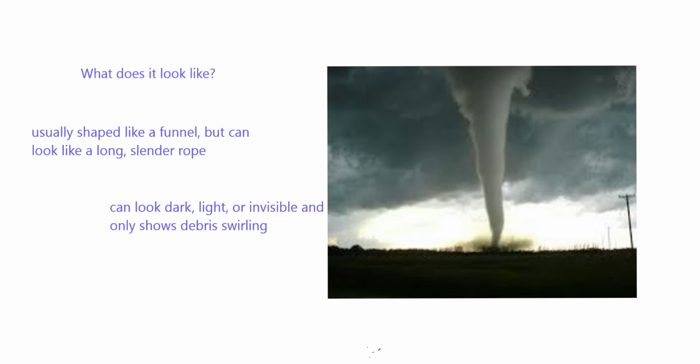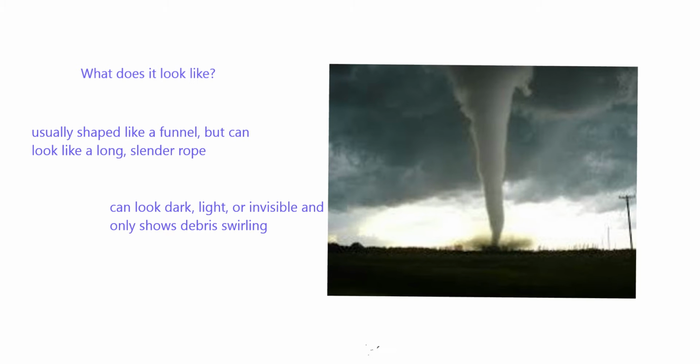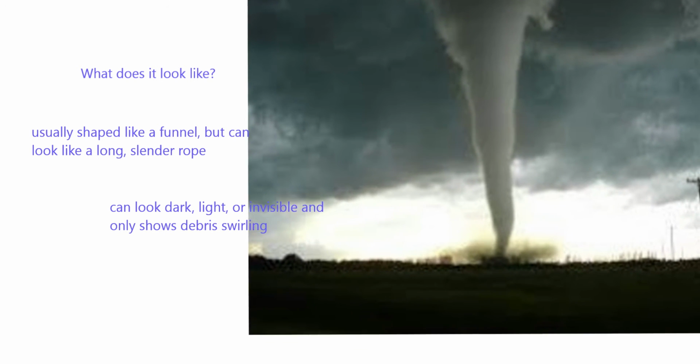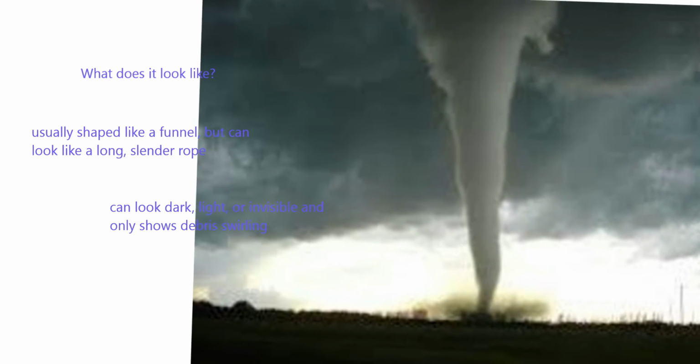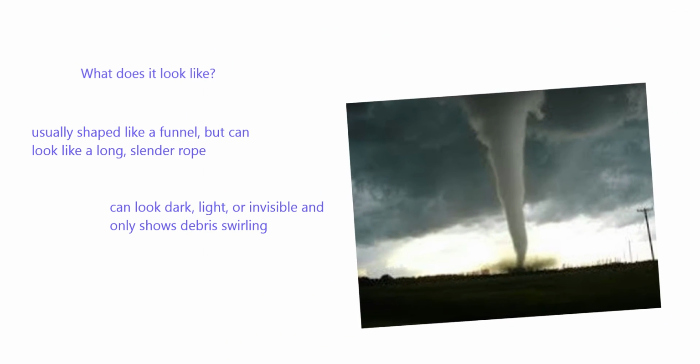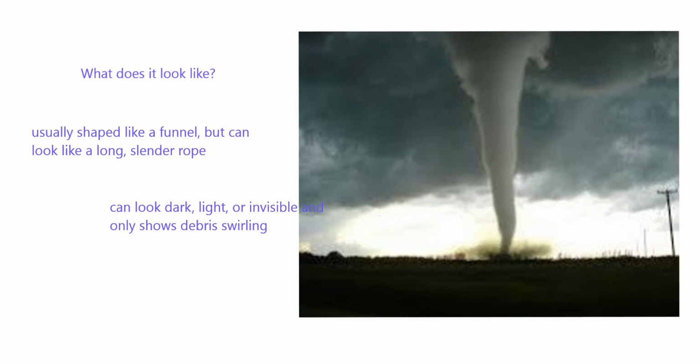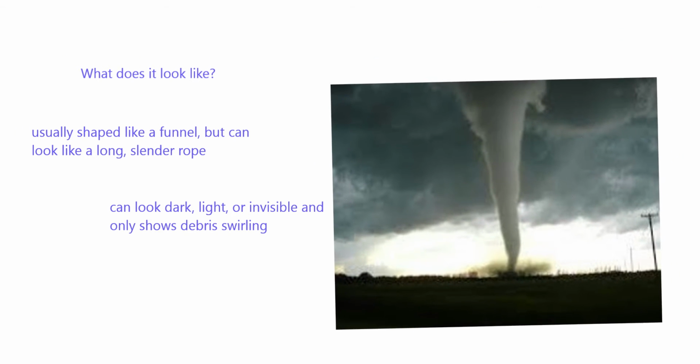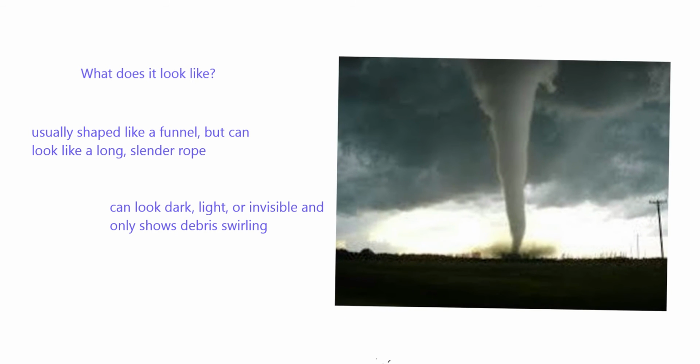What does it look like? A tornado is usually shaped like a funnel, but it can look like a long, slender rope. It can look dark, light, or invisible, and only shows debris swirling. Here's a picture of a tornado. This one looks like a long, slender rope. As you can see, it doesn't take up much path. The tornadoes come in different sizes.